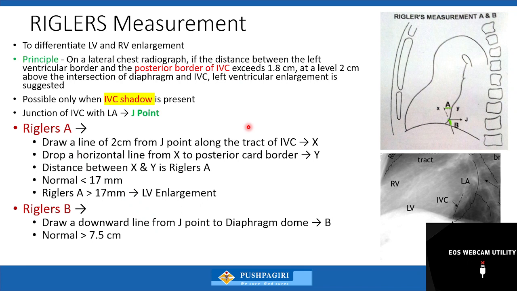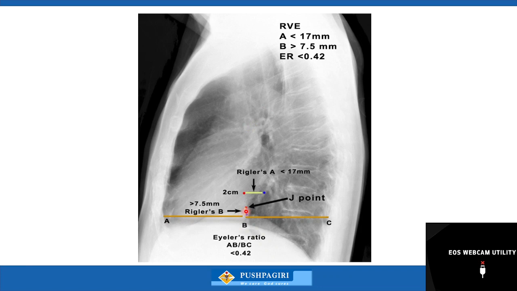Why all these measurements? Because LV enlargement is more difficult to assess in the PA view. That's why these measurements are important for the echocardiogram. So that is the regular A and regular B, the vertical height and the XY distance.